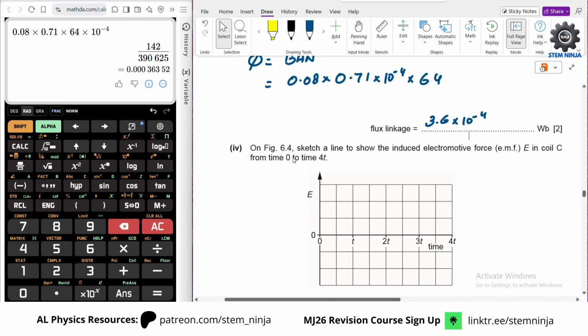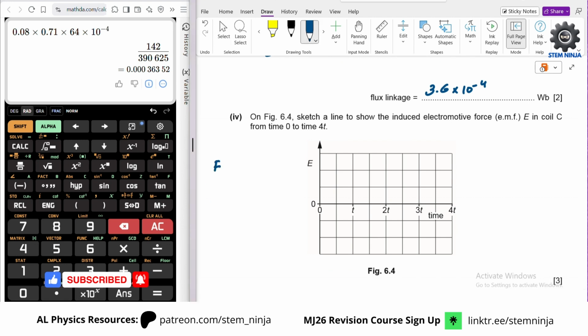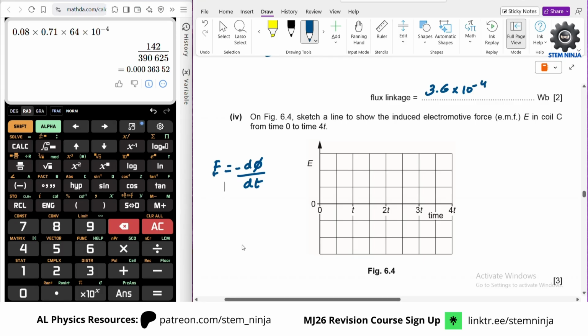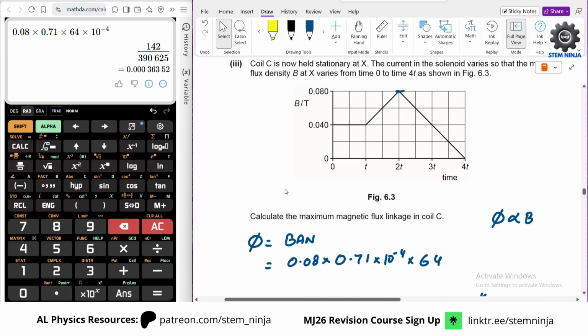Okay. On figure 6.4, sketch a line to show the induced electromotive force EMF in the coil C from time t equal to 0 to time t equal to 4T. So remember, the EMF induced is proportional to the rate of change of flux. Actually, it is equal to that, and technically it is the negative. However, the negative part is not exactly forced upon us, but the sign change will be forced upon us. That means that is mandatory.